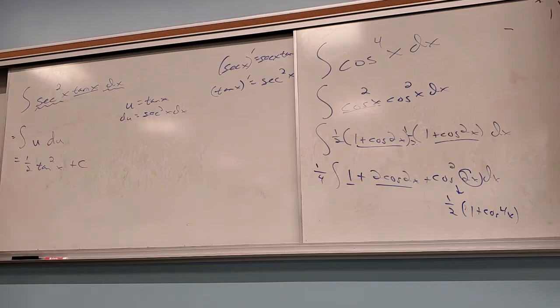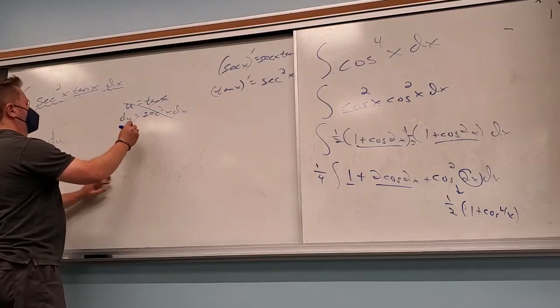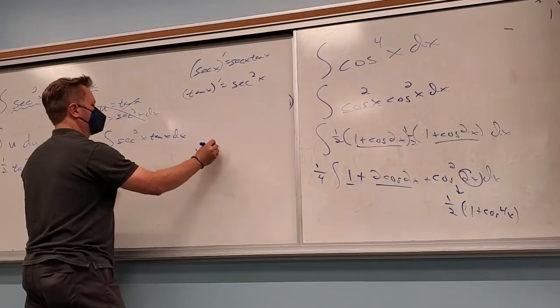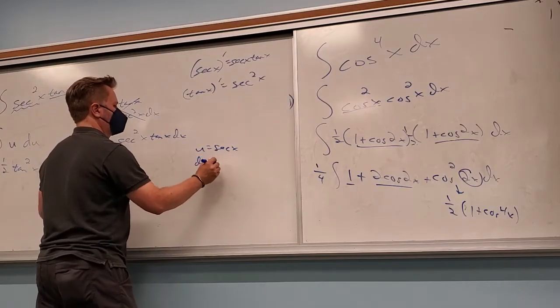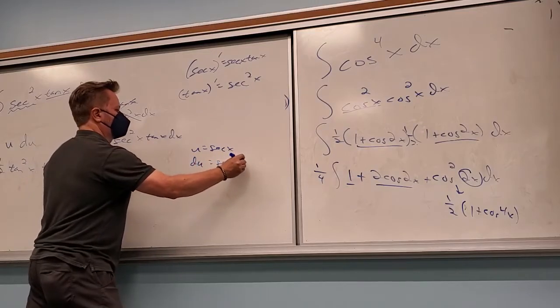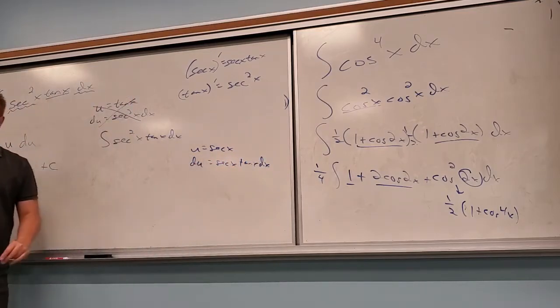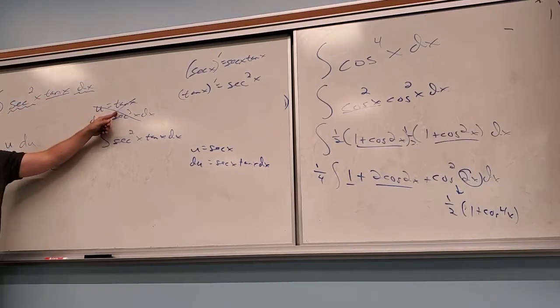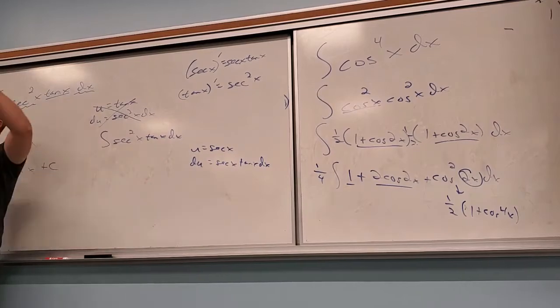Can anyone see the other way to do this problem? That's not using this. What if I let u equal secant? What's du then? Secant x tangent x. Now I like starting with this because you can pretty simply see that, can't you? You wouldn't normally think to look for that, but there will be situations where the powers are such that this won't work, this will. It depends on what the powers are and what's available. So for this problem, I'd really like to start with mine because it works both ways.